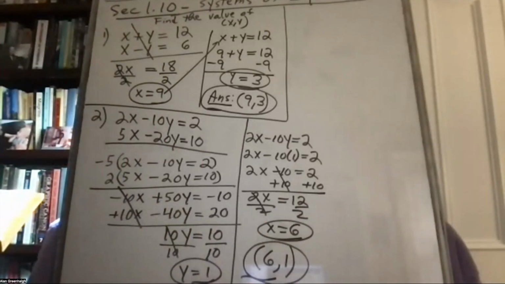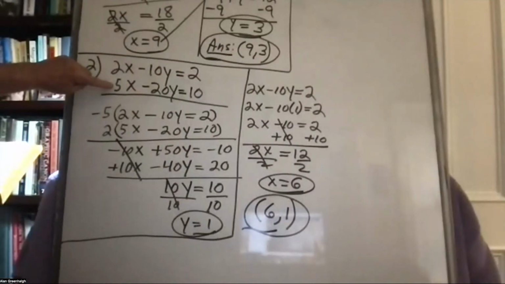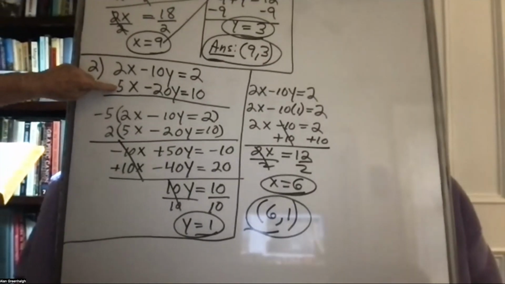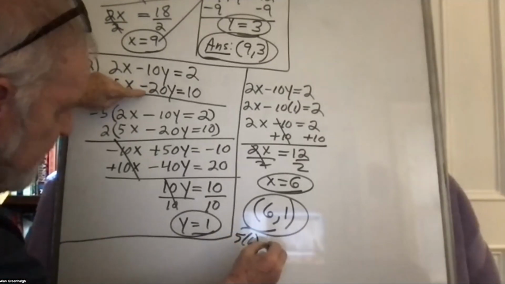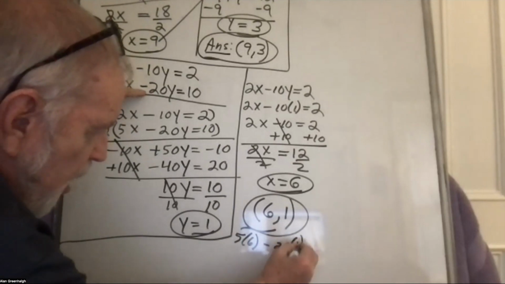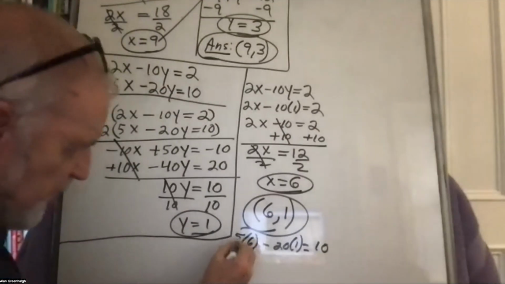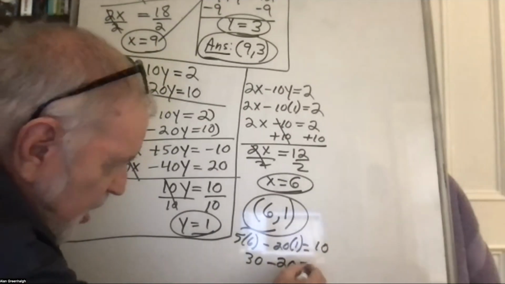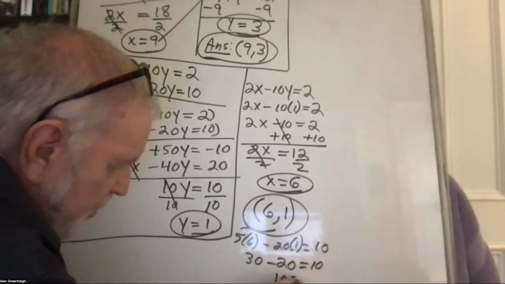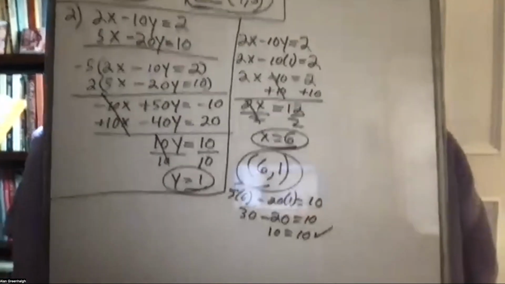But in order to really check it, you could substitute in the second equation. 5 times 6 minus 20 times 1 should equal 10. And you could see that 5 times 6 is 30, minus 20 does equal 10. There's your check. That's a complete problem from beginning to end.